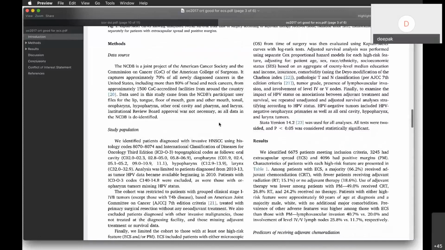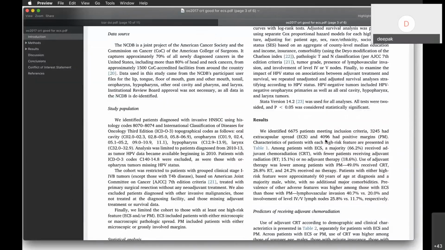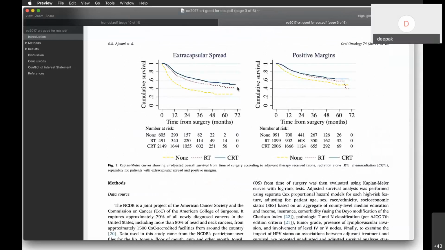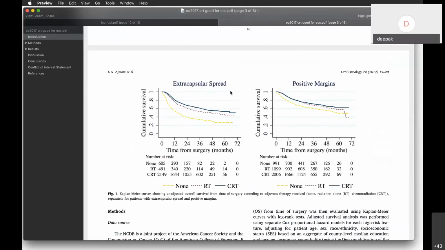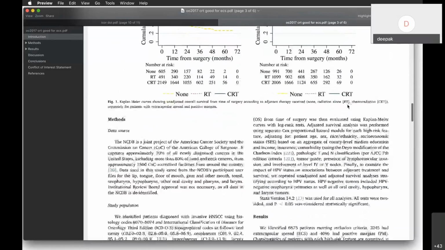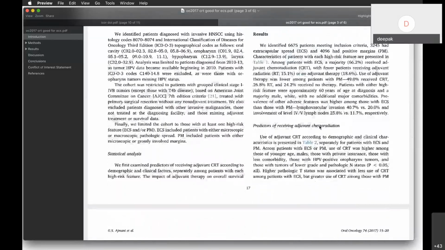So their study group was a lot of patients. 6,675 patients met the inclusion criteria, and 3245 had extracapsular spread, and 1496 had positive margins. And with these graphs, we realized what the difference was between giving chemoradiation for extracapsular spread and positive margin. Now, the predictors of receiving adjuvant chemoradiation were patients who had ECS and positive margin.